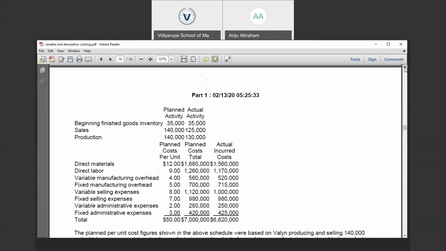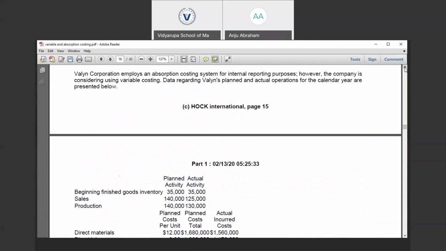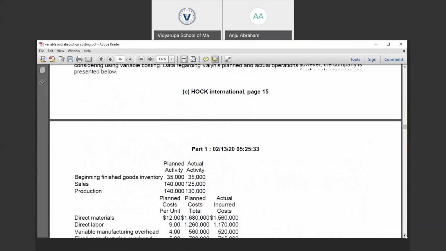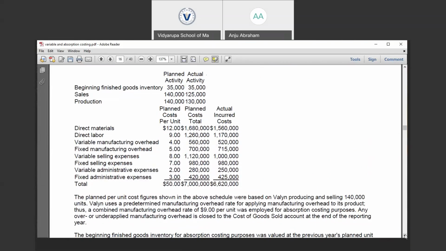The same information: Variant Corporation is employing an absorption costing system for internal reporting purposes. However, the company is considering changing its plan, converting to variable costing, and the planned and actual operations data for the particular calendar year is provided to us. Planned activity and actual activity, and the corresponding plan per unit cost, plan total cost, and actual cost are provided to us. This plan per unit cost figure in the above schedule was based on producing and selling 140,000 units, and the company uses a predetermined manufacturing overhead rate for applying manufacturing overhead to its product.